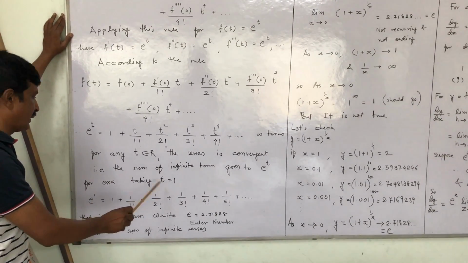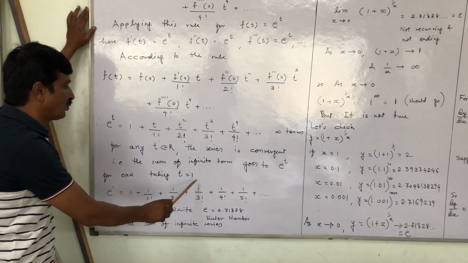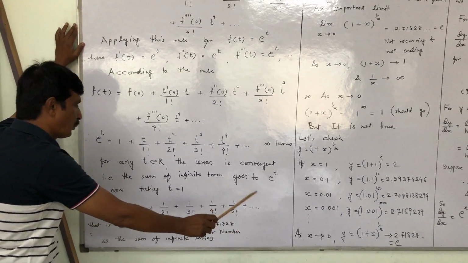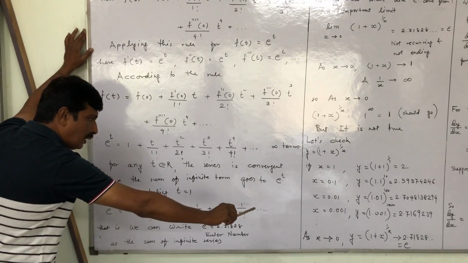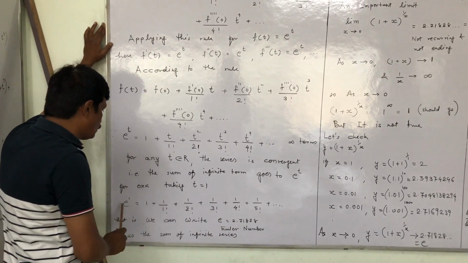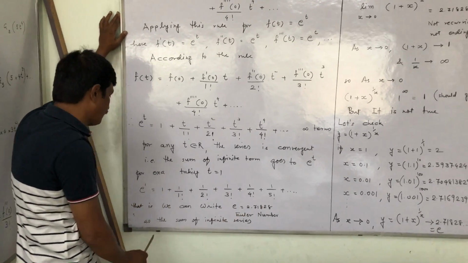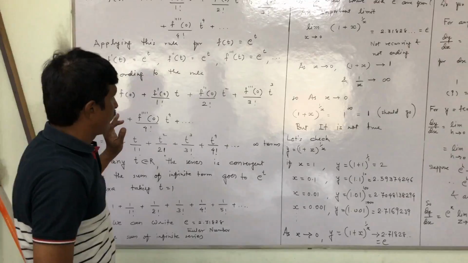For example, taking t equal to 1, e raised to 1 is 1 plus 1 upon 1 factorial plus 1 upon 2 factorial, 1 upon 3 factorial plus 1 upon 4 factorial plus 1 upon 5 factorial, etc. These are infinite terms. But the sum goes to a particular number, and it is 2.71828. It is Euler number, the sum of an infinite series.